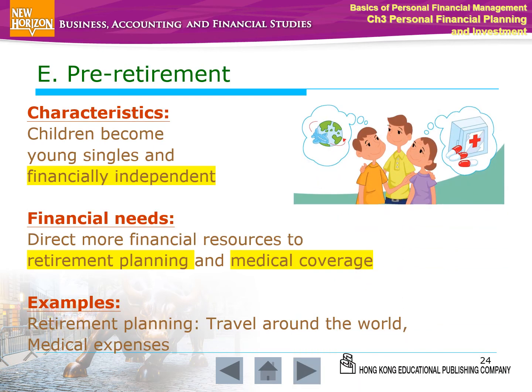About retirement, okay. The characteristic is the children become young singles or they may become financially independent. That means they will not rely on parents anymore. And the financial needs are different during this stage. You have to direct more financial resources to retirement planning and medical coverage because you are getting old. Medical expenses are a major consideration during your pre-retirement stage or retirement stage. Examples, retirement planning, maybe you try to travel around the world, a very happy life, and medical expenses as well.